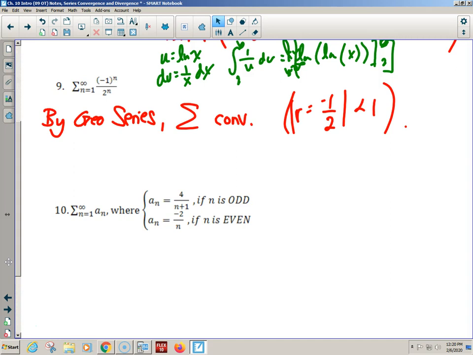Number 10. If I were you guys, I would start writing out some terms. That might be a good idea. If n is 1, n is odd, plug into that one. If n is 2, n is even, plug into that one. If n is 3, n is odd, plug into that one.